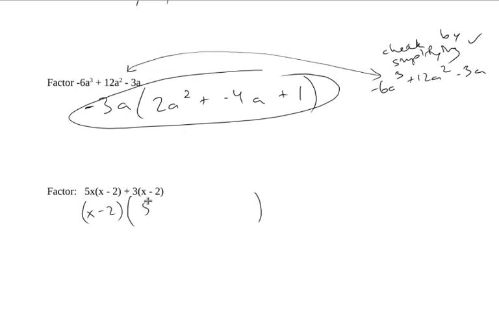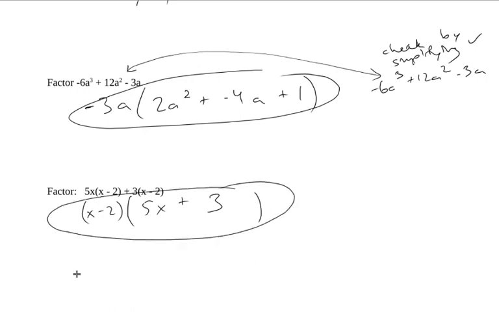Well, 5x times x minus 2 gives us 5x times x minus 2. And for this one, what do I multiply by this to get this term? I need to multiply by 3. So 3 times x minus 2 is going to give us 3 times x minus 2. You'll notice the inside of the parentheses here, we actually have a 5x plus 3. So that's the factored form here. We're getting ready for something called factoring by grouping. We'll see that in the next video.